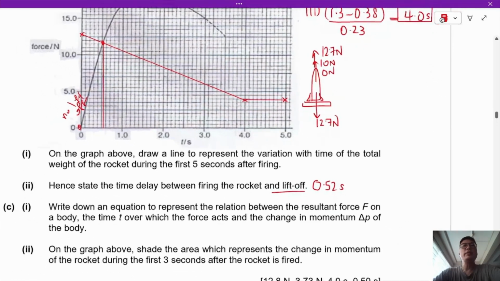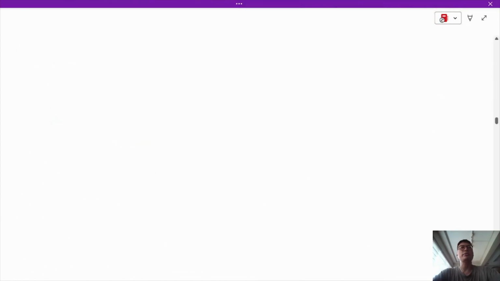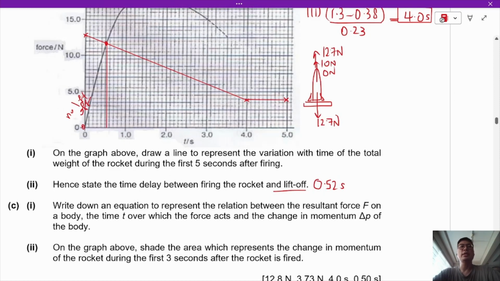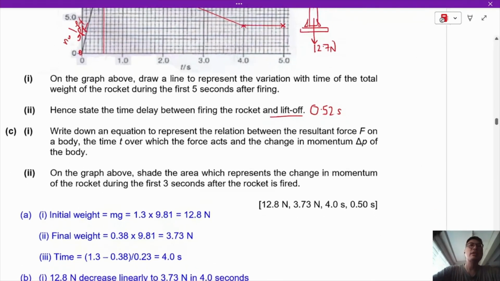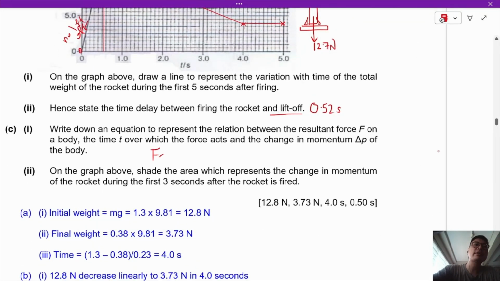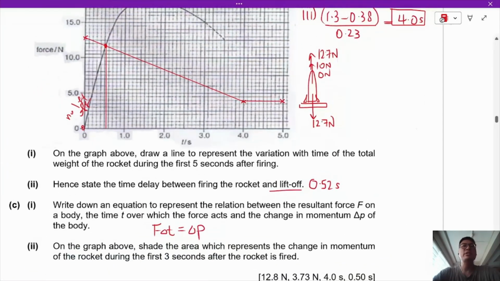Write down an equation to represent the relation between the resultant force on the body, the time over which the force acts, and the change in momentum of the body. Well, this is just the impulse equation. So F delta T equals delta P. On the graph above, shade the area which represents the change in momentum during the first 3 seconds after the rocket is fired.